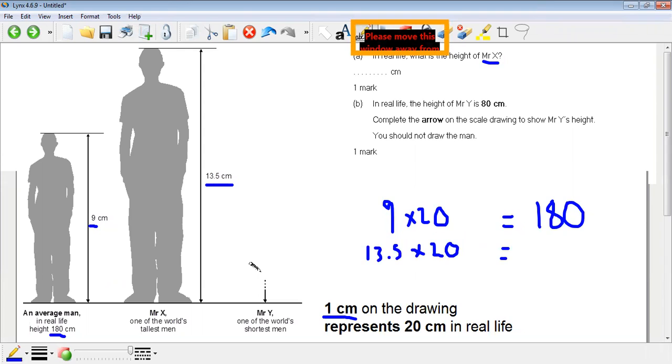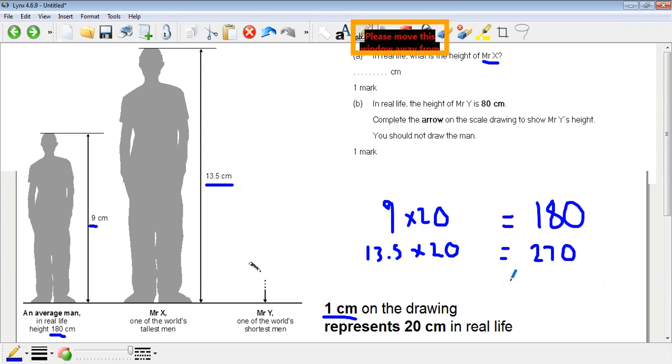Okay. Now the easiest way to times by 20 is to times by 2 and then by 10. So if I double this, it's going to be 27, and then make it 10 times bigger, 270. So he's 2.7 meters tall. That's pretty big. And then in real life, the height of Mr. Y is 80 centimeters. So he's one of the world's shortest men.